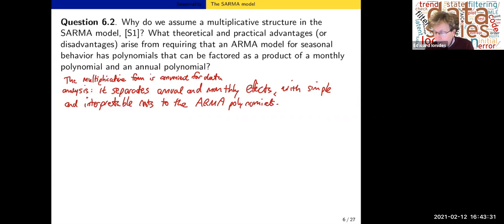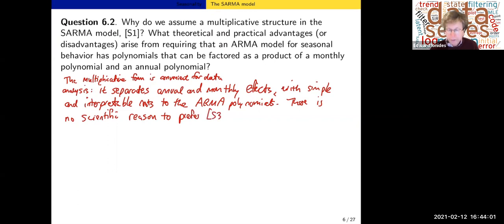I don't know of a scientific reason to prefer the SARIMA specification. Let's say there is no scientific reason to prefer S3, which has the SARMA form, to S2. If you do know a scientific reason, I'd be interested to hear about it.